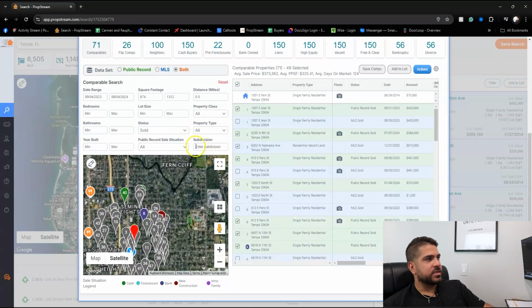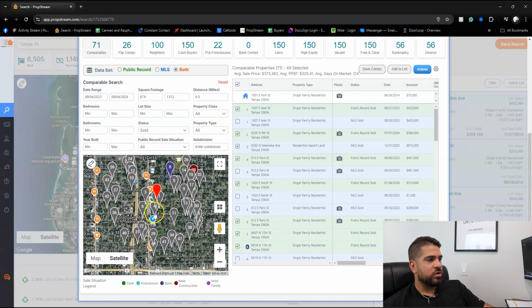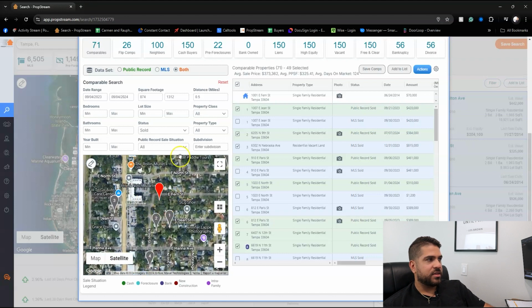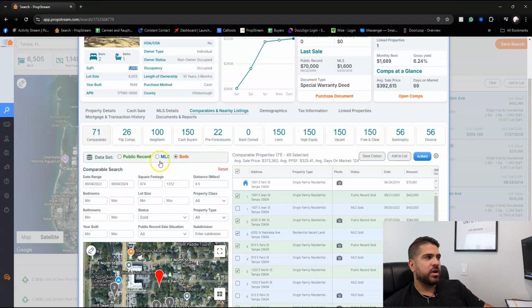So this is a place where you can actually find the value of this property. Propstream automatically gives you like 20% more, 20% less, I think, if I'm not mistaken, something along those lines. So 874 square feet, 1312 square feet, and within half a mile. These are just automatically there. You can tweak them however you want.